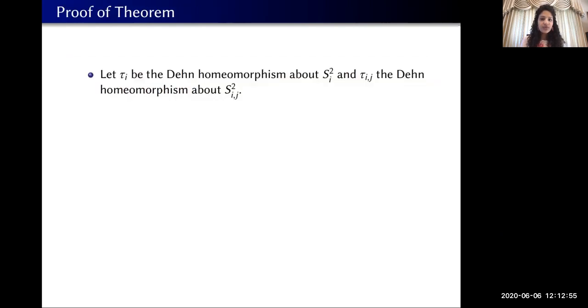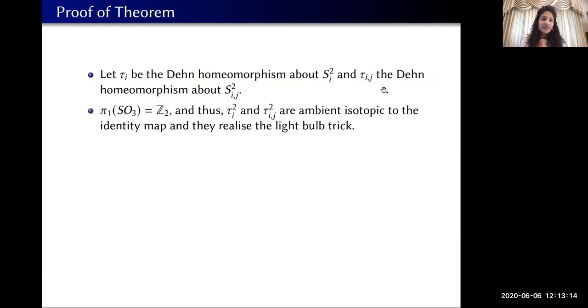Okay, so here's a proof of the theorem. Assume that the Dehn homeomorphism about Si, which is the non-separating two-sphere which is intersected once, is tau i, and that the Dehn homeomorphism about Sij is tau ij. Then the fundamental group of the 3D rotation group is Z2, and so tau i squared and tau ij squared are ambient isotopic to the identity map, and they realize the light bulb trick. This will be a little more obvious when I discuss spin structure a little later.